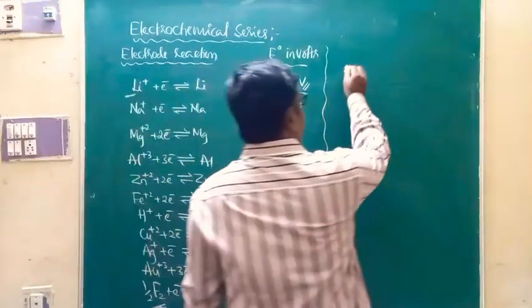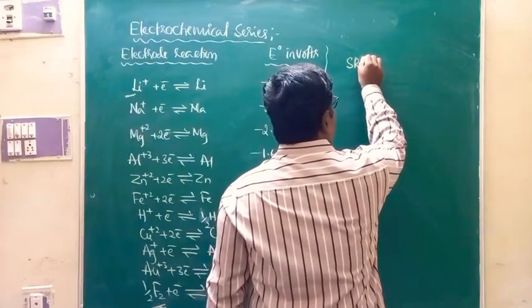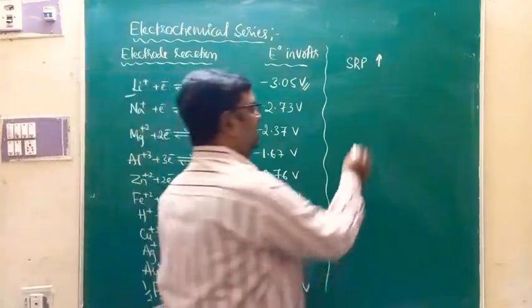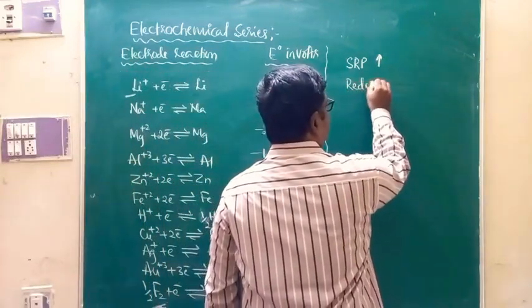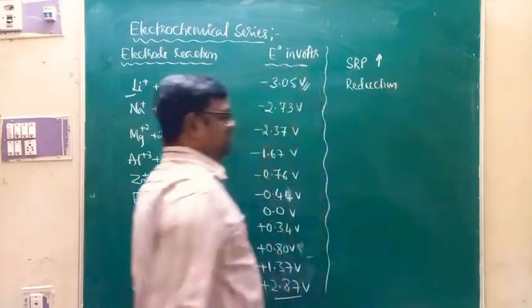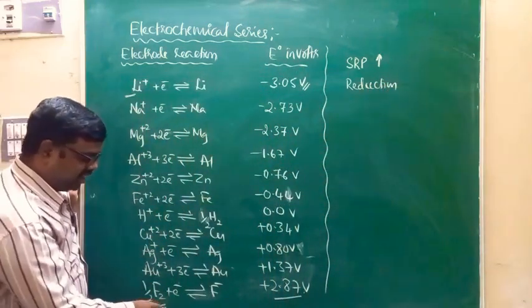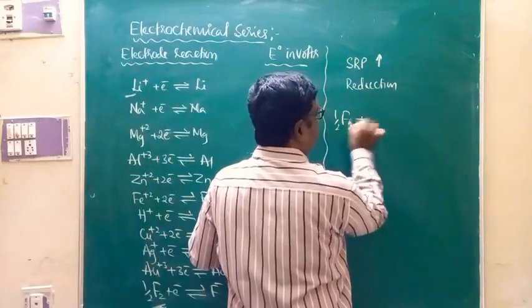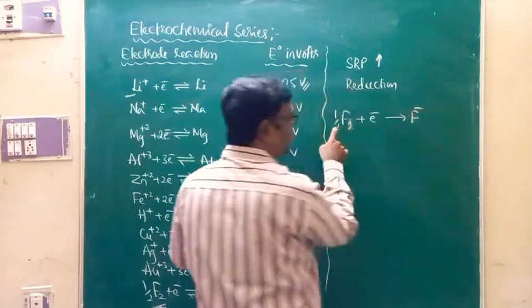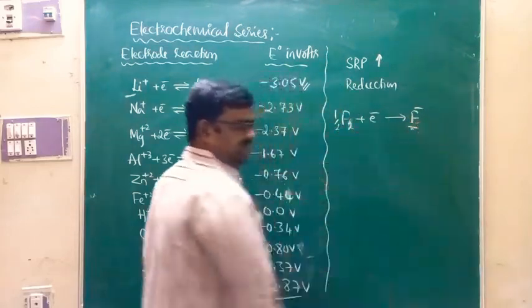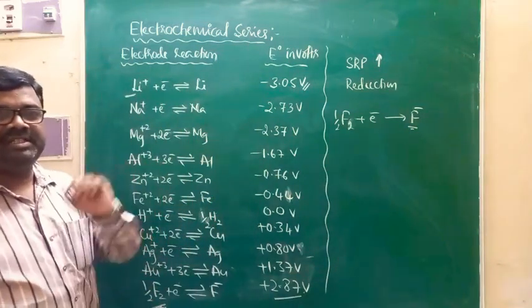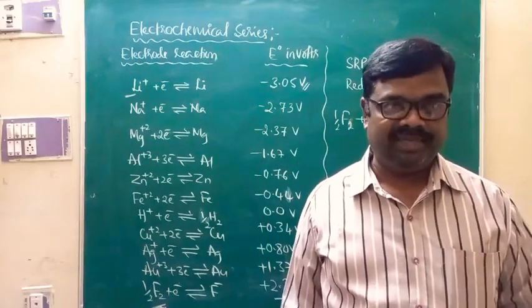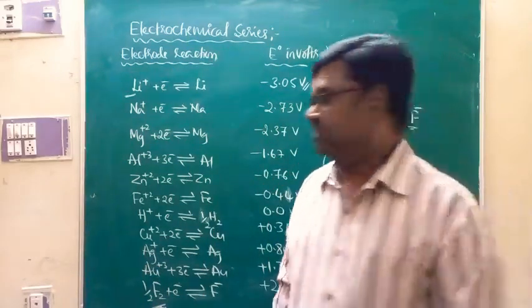If the SRP value is high, the tendency to undergo reduction is high. Among these electrode systems, fluorine has the highest tendency to undergo reduction, and that means fluorine readily accepts electrons and becomes F minus. Because of that, anything that undergoes reduction easily is a very good oxidizing agent.